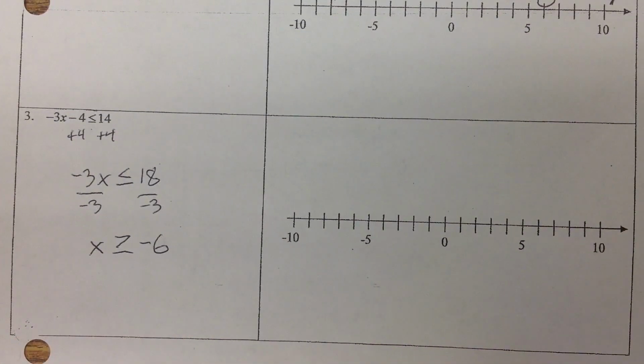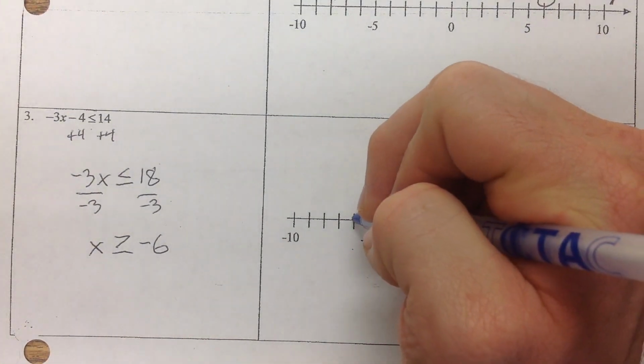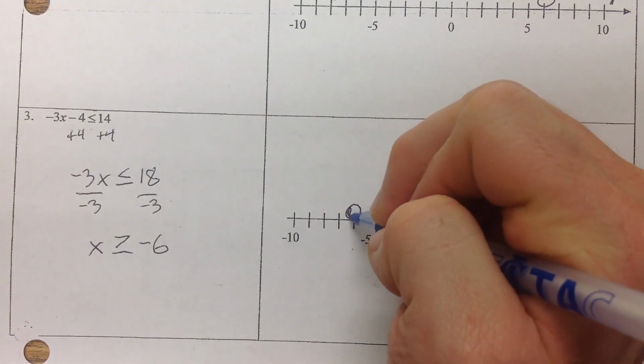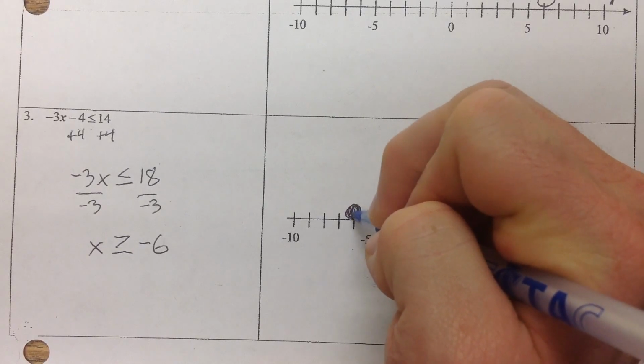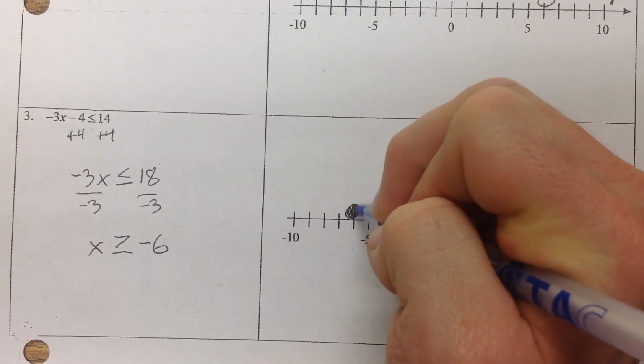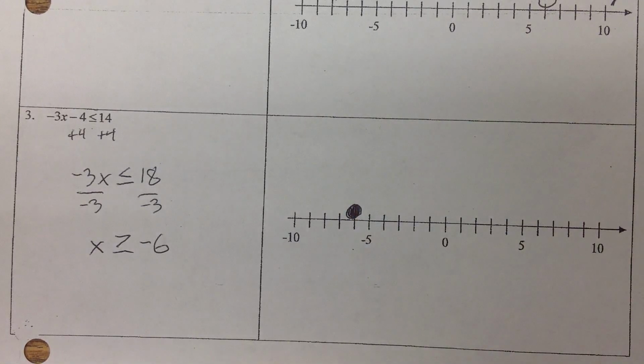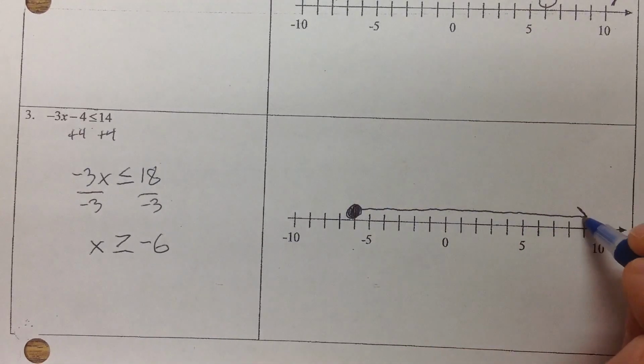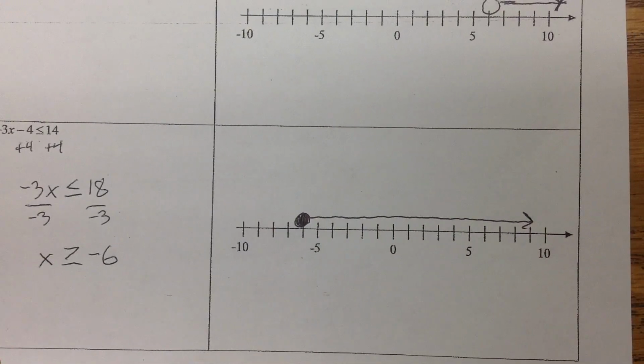If we go over to our graph here, we're going to make our circle on negative 6, and this one's going to have to be shaded in because we have that equal sign there. Negative 6 is now part of our solution, and if we're greater than negative 6, we want all these numbers off to the right here. So we just make our arrow that shows that all of those answers that are greater than negative 6 work for us. Okay, let's take a look at the back.